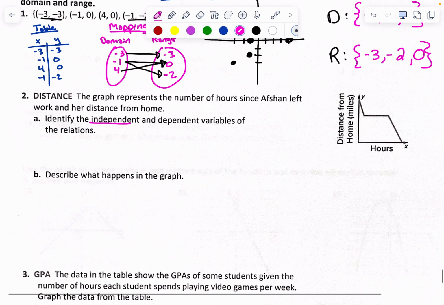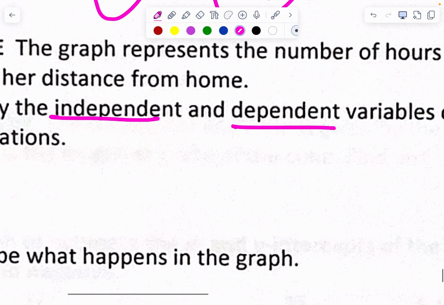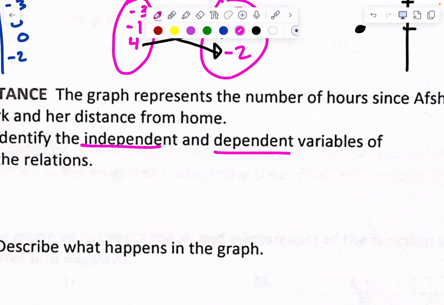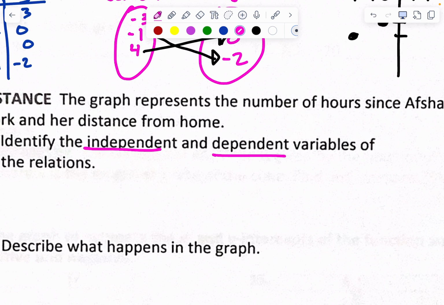Number 1. Number 2. Identify the independent and the dependent. Which one is X and which one is Y? Which one is independent, X or Y? X is independent. The Y depends on what the X is.